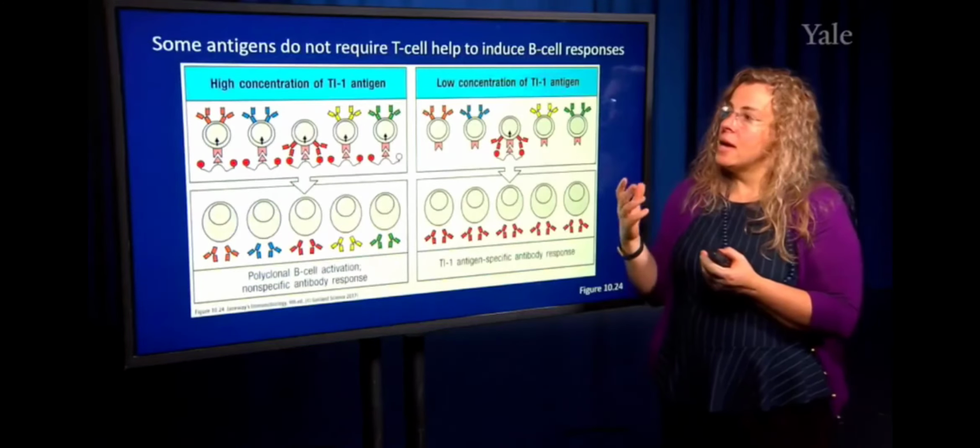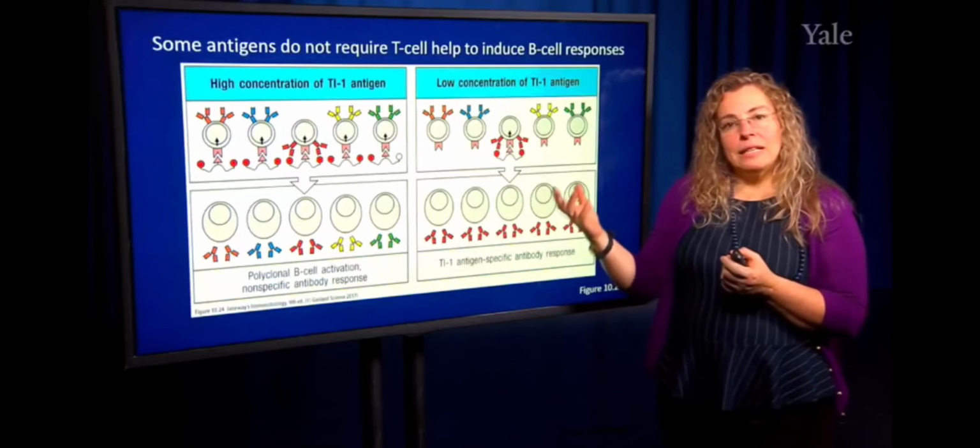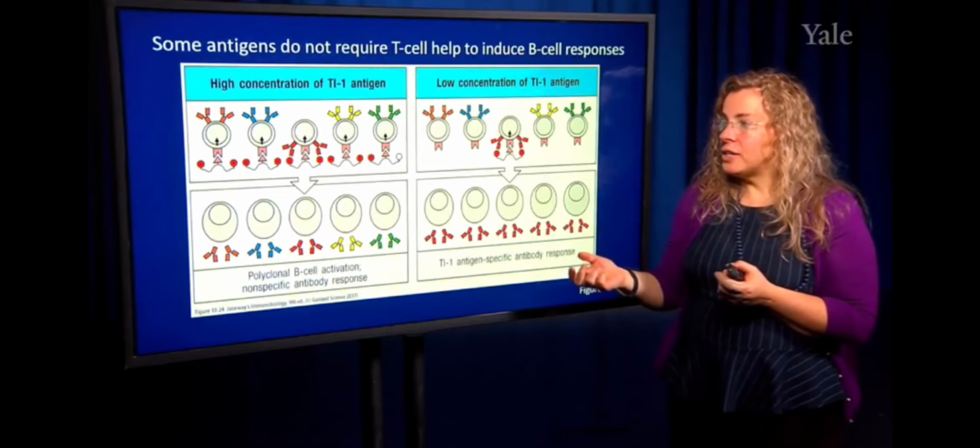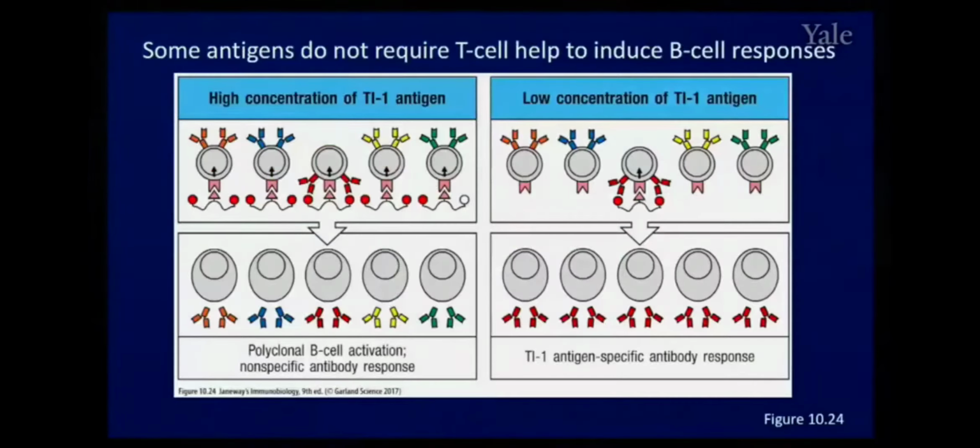Example of a T-independent type 1 antigen. Again, imagine that this is a TLR receptor on a B cell, and that you have a pathogen here that's expressing whatever that PAMP is. Although these B cells have different antibody specificities, they all have the same TLRs on them, so they're all going to be activated by the same PAMPs.